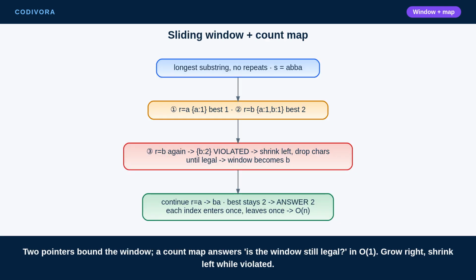Combine hashing with a sliding window. 2 pointers mark the window, and a count map remembers what's inside it. Longest substring with no repeats, take ABBEA. Grow the right edge and bump each character's count. The moment a count goes above 1, the window is illegal, so shrink from the left until it's legal again. The map makes that legality check instant. Each index enters once and leaves once, so it's linear. This is the Chapter 3 window, upgraded so the window can hold arbitrary keys, not just a fixed counter.